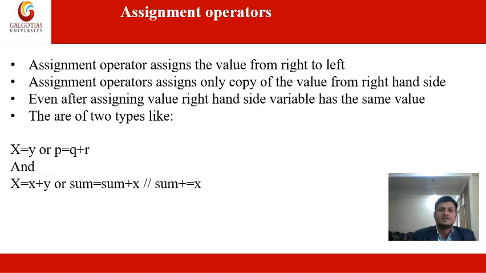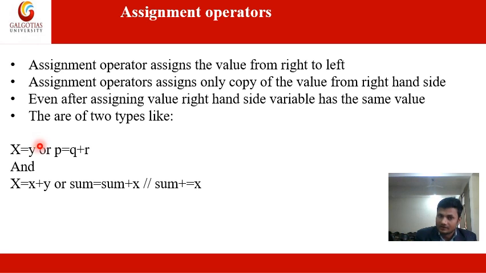Okay, next we have assignment operators. Assignment operators assign the value from right to left. They assign only a copy of the value from the right hand side. Even after assigning the value, the right hand side variable has the same value. For example, x equal to y: the value of y will be stored in x, but after storing it, y will have the same value.